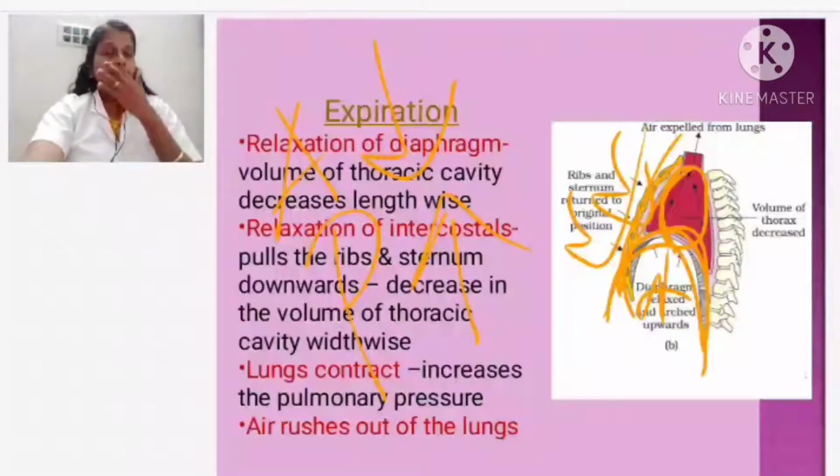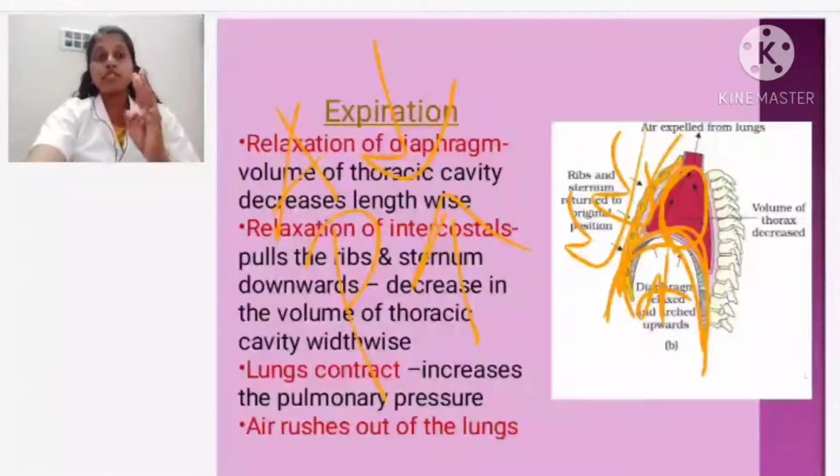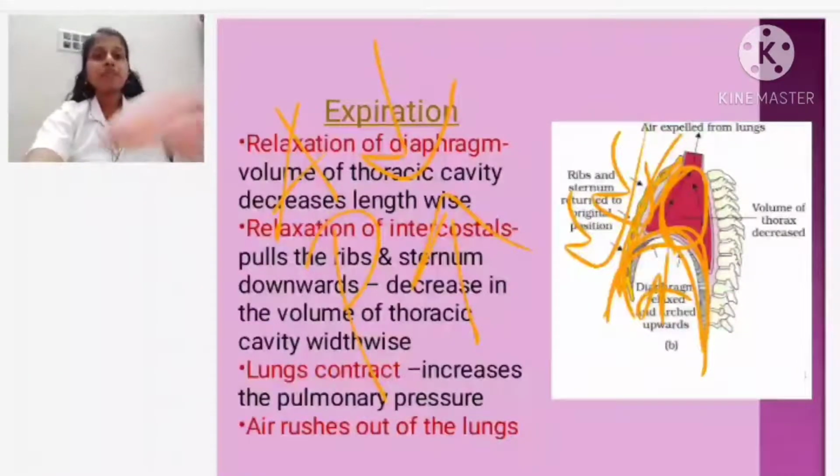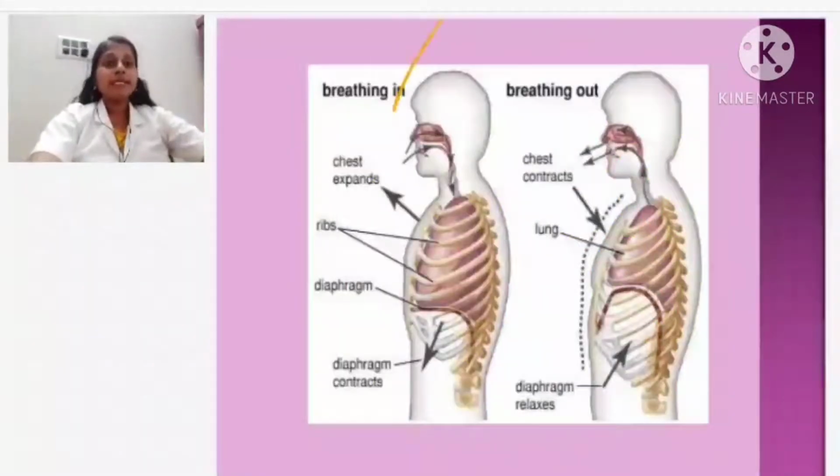So when you are writing this mechanism of breathing, you have to draw the diagram and explain. You are supposed to practice the diagram, and this is a 3-mark question: explain the mechanism of breathing. You can find here breathing in, breathing out, chest. This is the rib and the sternum and the rib, and this one is your diaphragm.